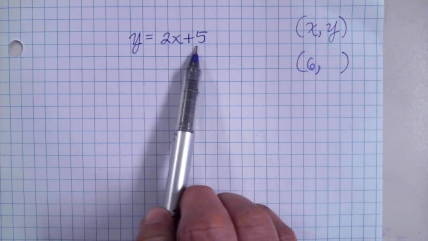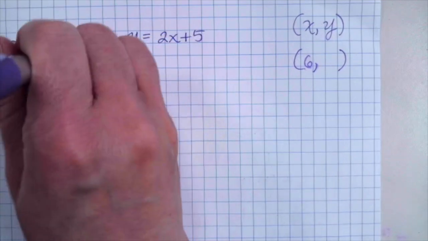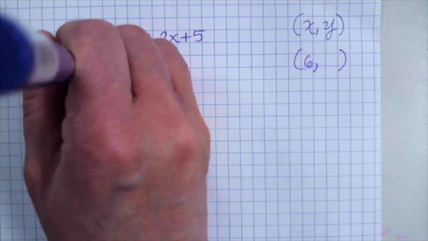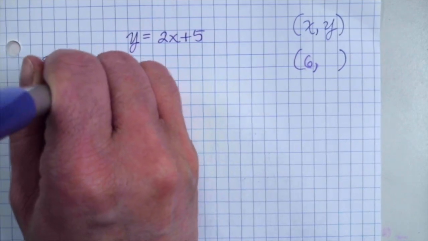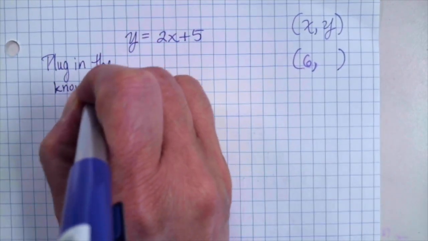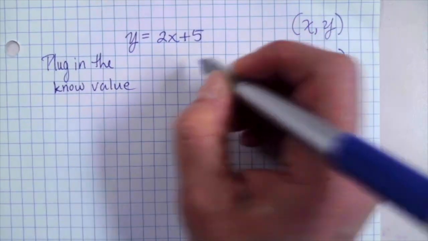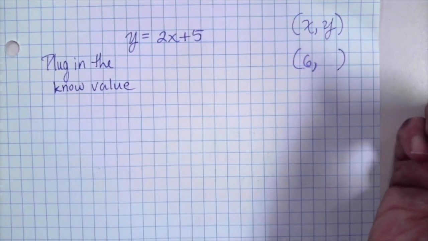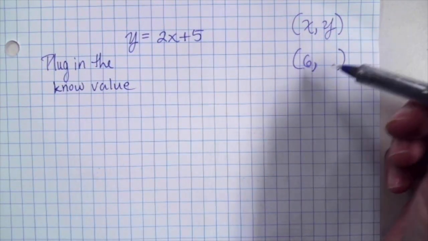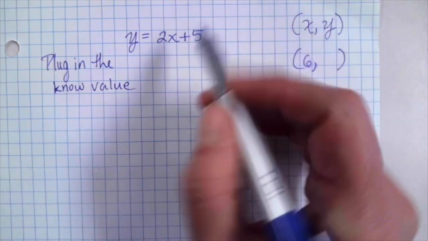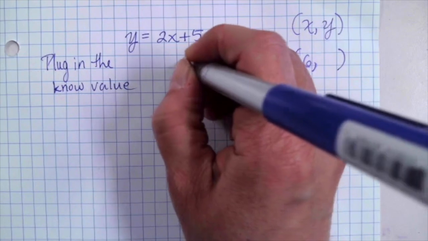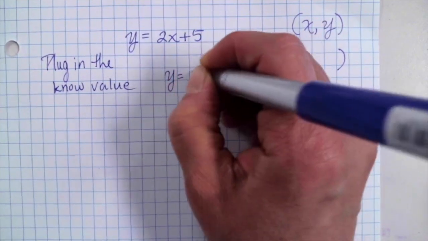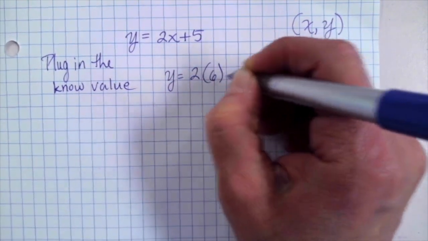Since y is 2x plus 5, I'm going to plug in the known value. What does that mean? That means you're going to put in what you know. What I do know is that x equals 6, because we figured that out here. So this x, I'm going to make it into a 6 because x is 6. So y equals 2 times 6 plus 5.